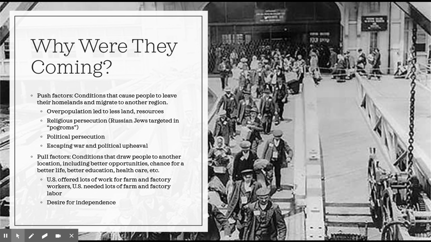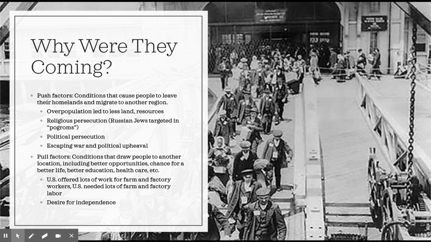There was also religious persecution, like I mentioned earlier. The Jewish population in Russia, in particular, was targeted by the government of Russia, something we call the pogroms, which you should have learned about in world history, and which meant that they needed to flee, where otherwise they could be killed by their government. There's also political persecution. People who were critical of their governments were being attacked by their government. People were escaping war and political upheaval that was happening in Europe. So those were some of those push factors that caused them to leave their homeland.